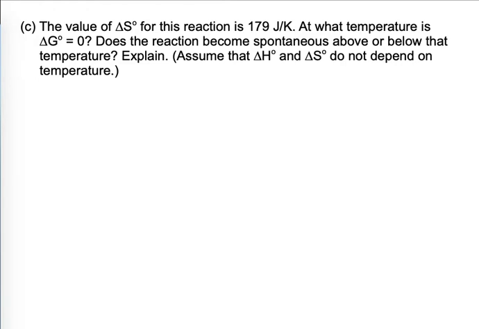Now, the value of delta S naught for this reaction is 179 joules per mole per Kelvin. At what temperature is delta G equal to 0? Does this reaction become spontaneous above or below that temperature? Explain. Let's think about this. Begin by writing out the most important equation here. Delta G naught equals delta H naught minus T delta S naught.